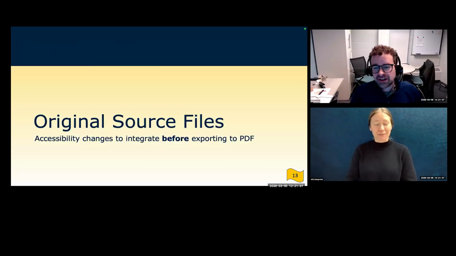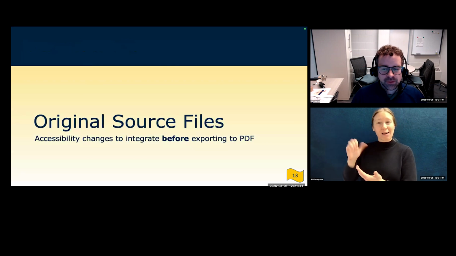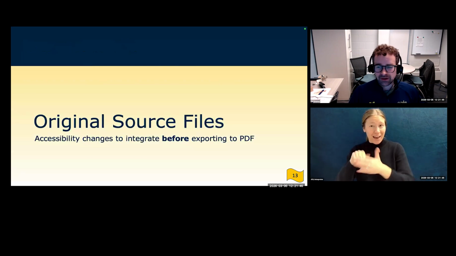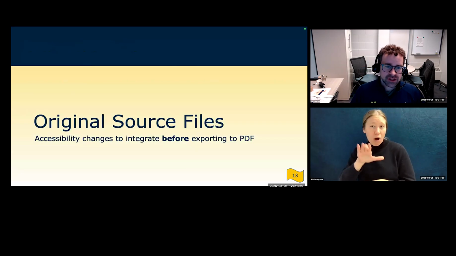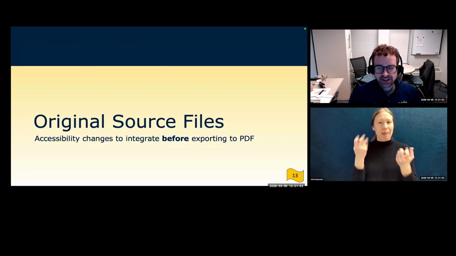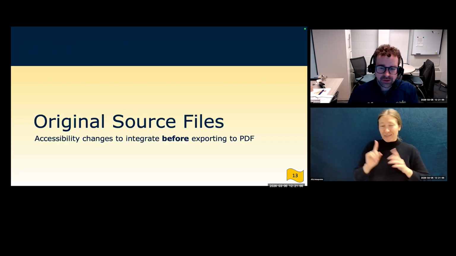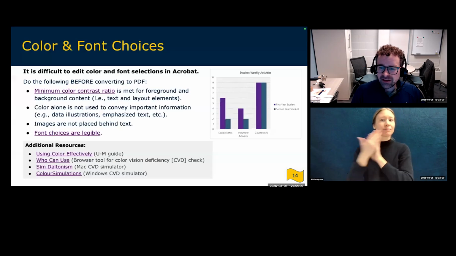All right, so Jessica covered what to do if you're starting from a scanned document. In cases where you already have access to a digital version of the source file, like a Word document, a Google Doc, or an InDesign document, there's actually a number of accessibility best practices we recommend implementing in that source file before you convert it to a PDF. So we're going to discuss those things now.